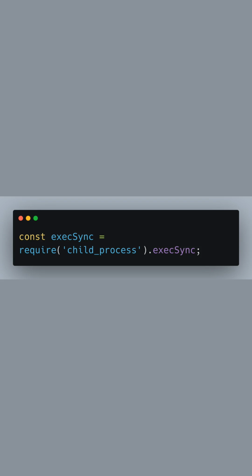We begin by requiring the execSync function from the child_process module. This function will be used to synchronously execute shell commands from our Node.js script. Next, we require a custom function named readPackageJson from a local module. This function will be responsible for reading and parsing the package.json file within our packages.